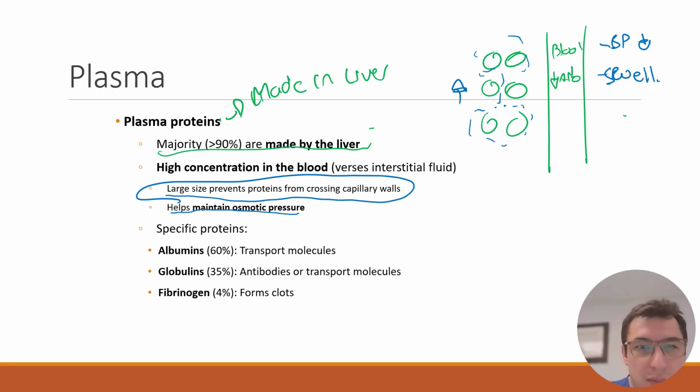Specific proteins: albumins, you should think that it helps you buffer acids. It helps you transport molecules. Globulins work as antibodies and they also help with transport. And fibrinogen is the precursor to fibrin, which plays a key role in blood clotting. So when you think of liver disease, think of patients that are swollen because they don't have enough albumin to bring back the fluid into the blood.